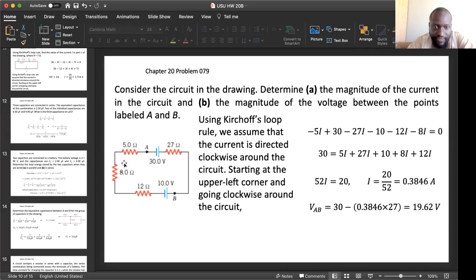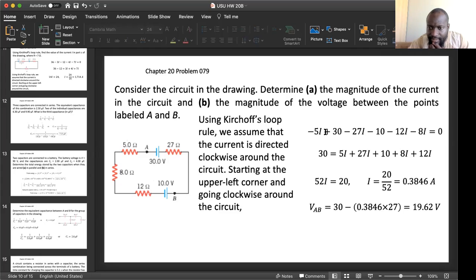So I'm going to have minus 5I plus 30 minus 27I minus 10 minus 12I minus 8I equals 0. So this is the sum of potential rise and potential drop equals 0. If you rearrange, 30 equals all that. So you can say potential rise equals all the potential drops. This is another way to write the expression of Kirchhoff's loop law, if you like.